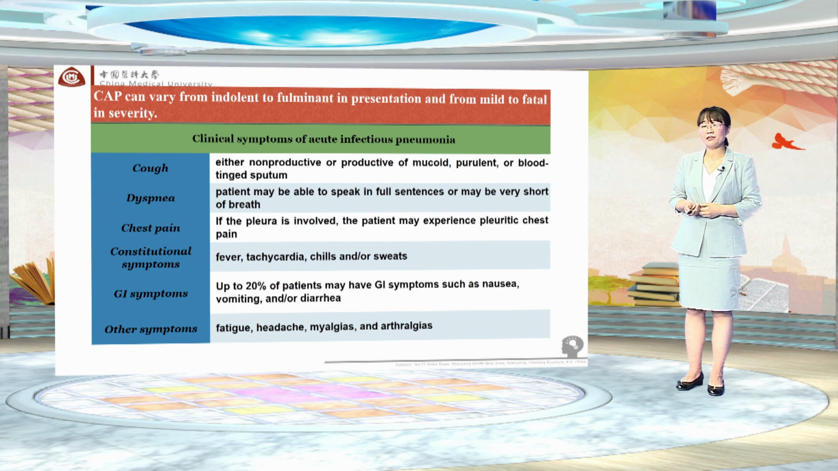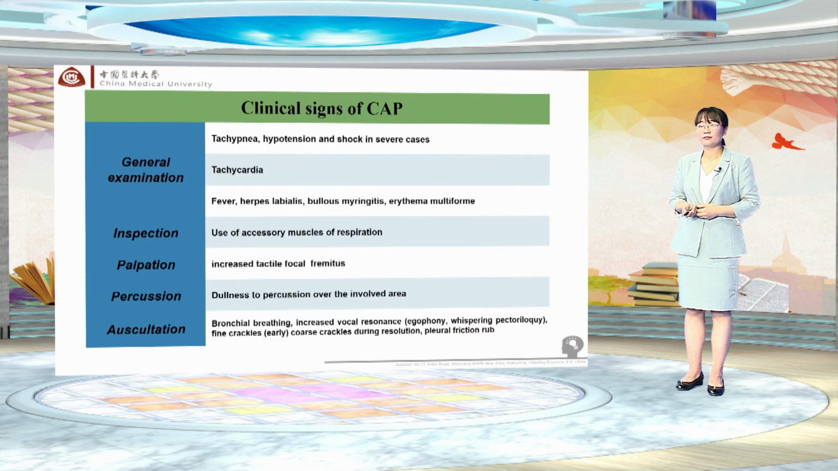If the pleura is involved, the patient may experience pleuritic chest pain. Up to 20% of patients may have gastrointestinal symptoms such as nausea, vomiting, and/or diarrhea.